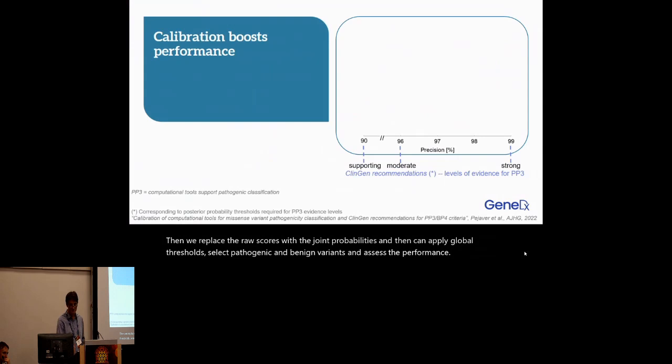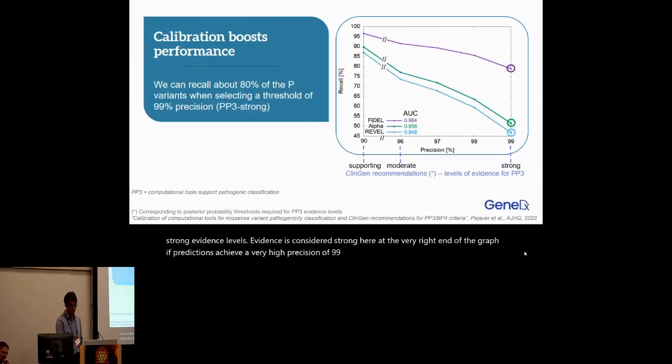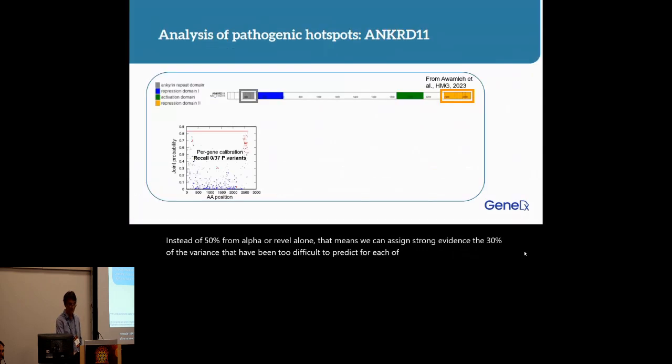So we assess performance based on the criteria that Heidi just showed us from ClinGen, and they define minimum requirements for computational tools to reach supporting, moderate or strong evidence levels. Evidence is considered strong here at the very right end of the graph if predictions achieve a very high precision of 99%. And then obviously methods are better if they recall a higher proportion of benign or pathogenic variants at a fixed precision threshold. And we can now recall 80% of the pathogenic variants instead of 50% from AlphaMissense or REVEL alone. That means we can assign strong evidence to 30% of the variants that have been too difficult to predict for each of the tools alone.